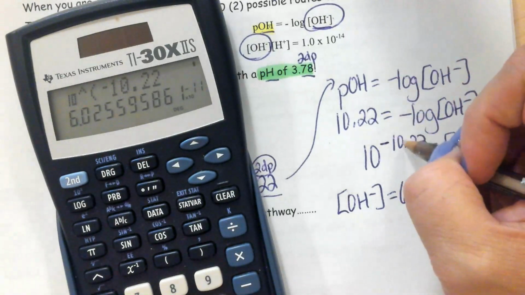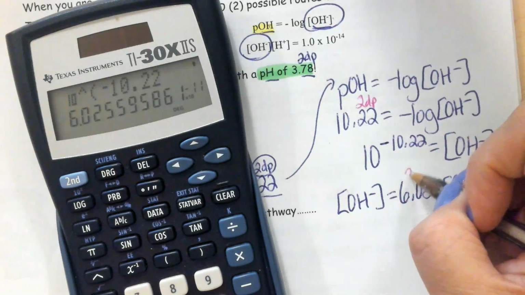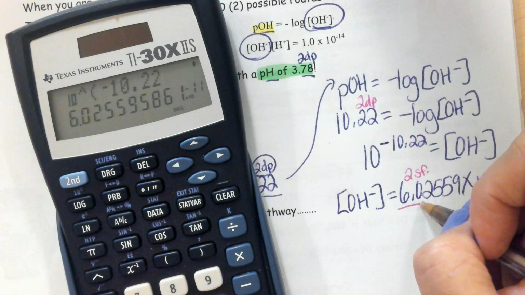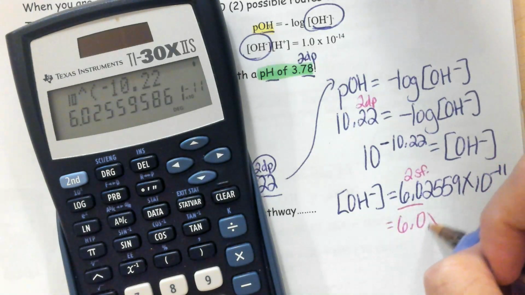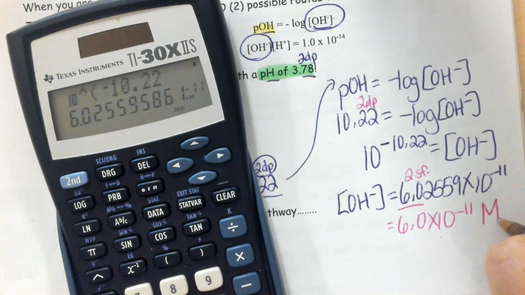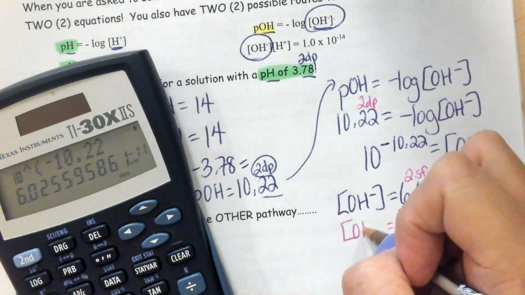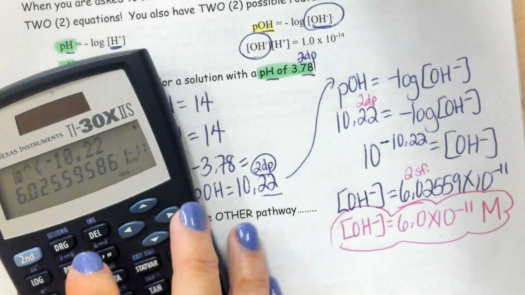So we still have 2 decimal places, right, in the pOH. So we had 2 decimal places, so that goes to 2 sig figs. So I'm just going to look at the entire number here, those 2 sig figs. So the answer is 6.0 times 10 to the negative 11th. Do not forget to put the concentration unit. Concentrations have molarity. That we already know, and we'll circle our answer.